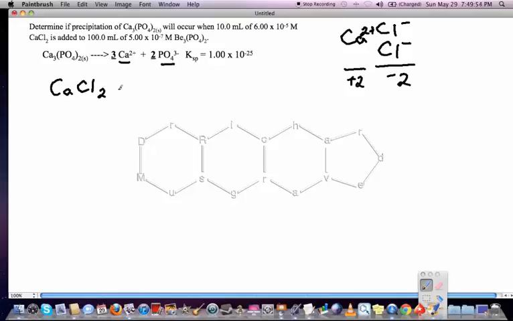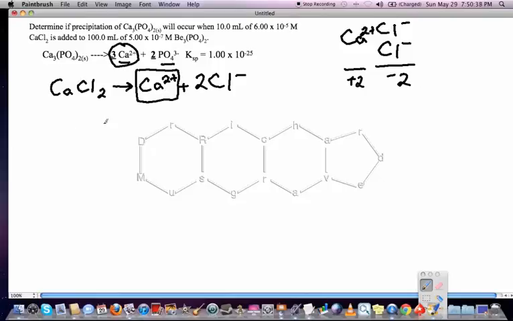So we know that calcium chloride aqueous will break apart into Ca2+ and 2 Cl- ions. Just count them up. We've got 1 calcium 2+ and 2 chlorides over here. Now remember, what we're interested in is the calcium 2+. We actually have no interest in the chloride whatsoever. The calcium 2+ we choose because it's part of the equilibrium that we're actually talking about, and that's the calcium phosphate equilibrium.